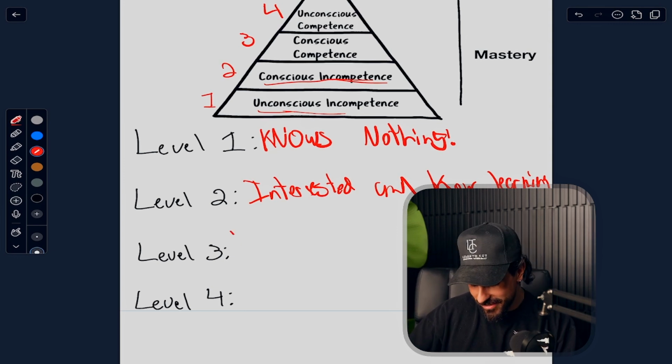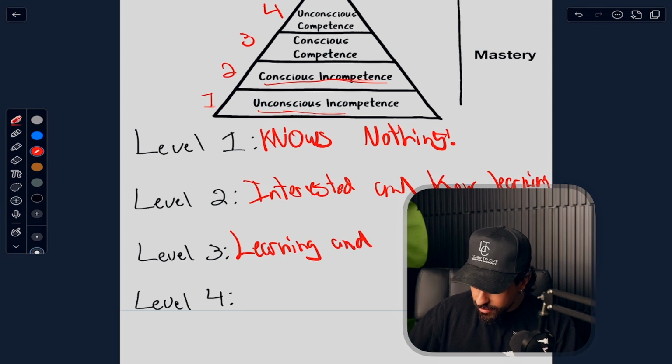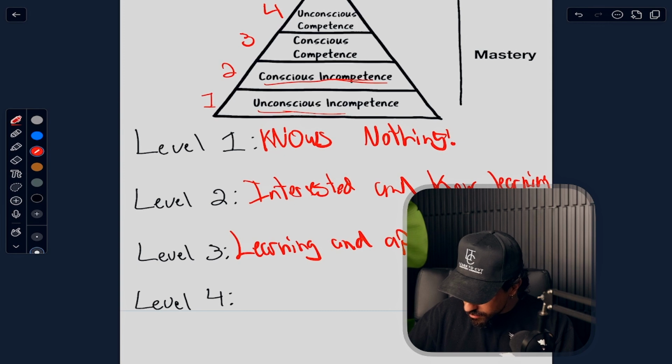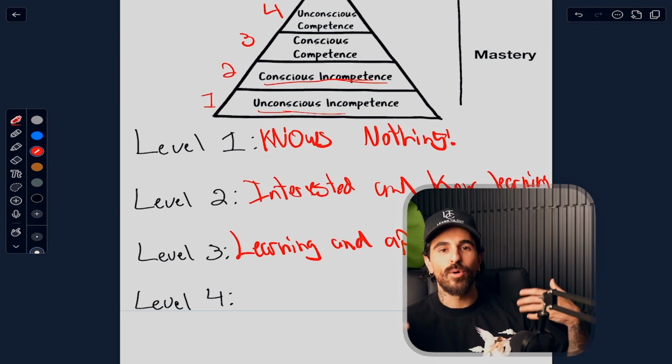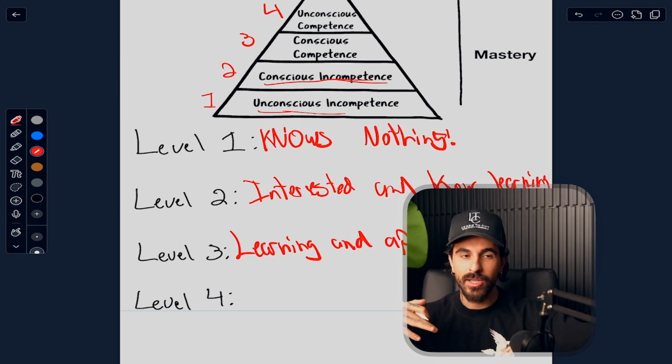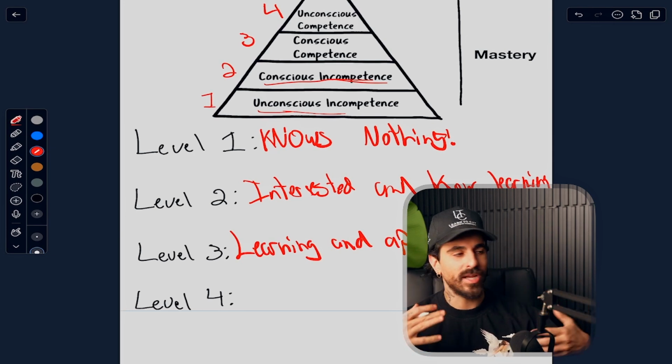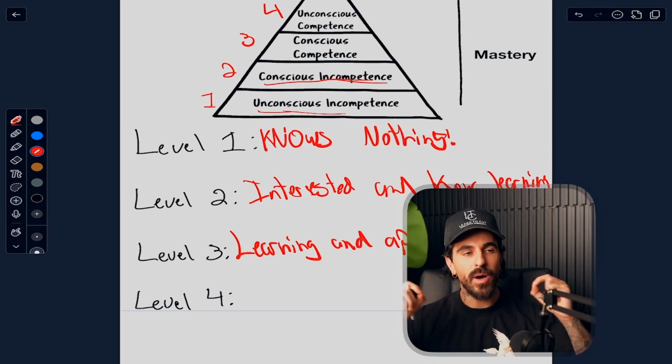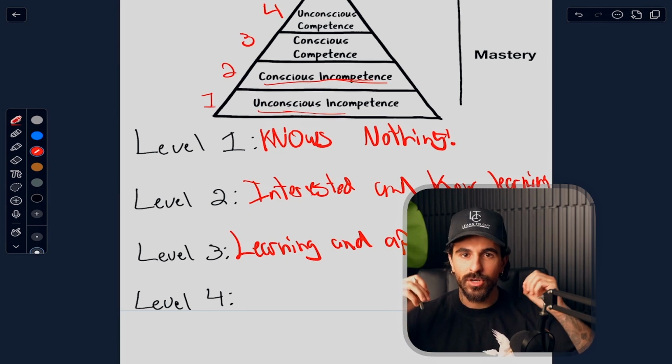Level 3 is learning and applying, but not satisfied. So think of this barber as the barber that's now taking in-person classes, is taking online education, implementing the techniques. They're implementing these things, but they still feel like they're not satisfied.